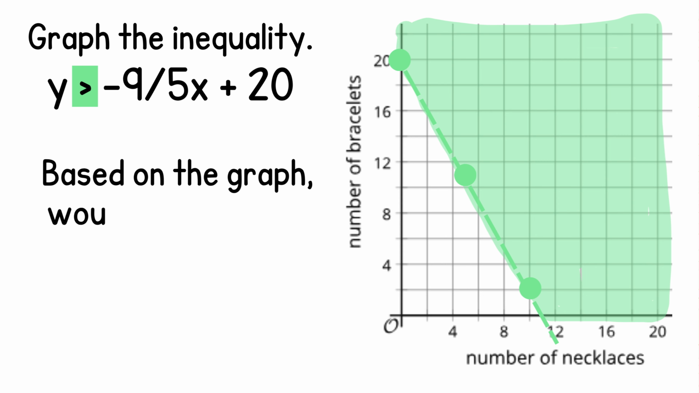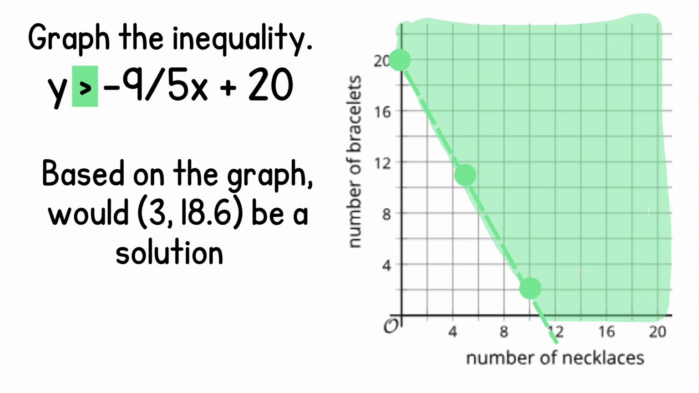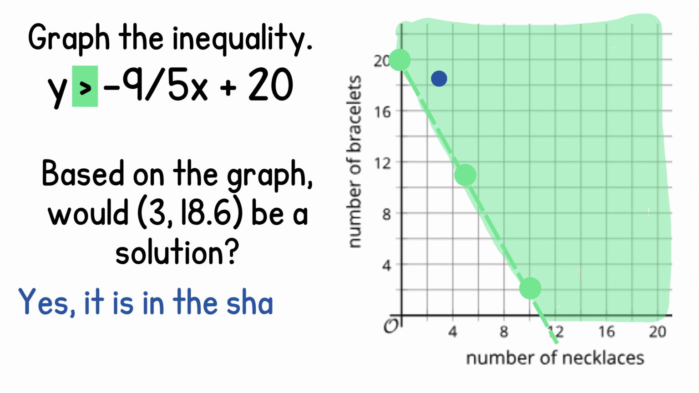Based on the graph that we just did, would (3, 18.6) be a solution? So we'll graph this point, and we can see that it is in the shaded region, so it is a solution. Let's try another one.